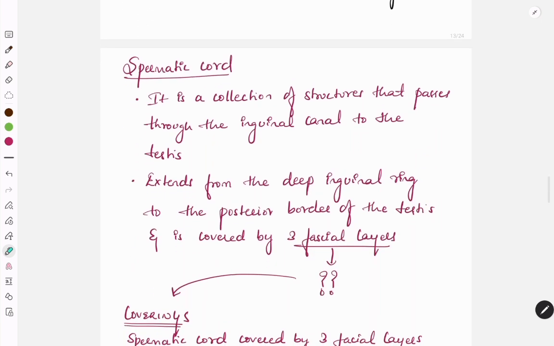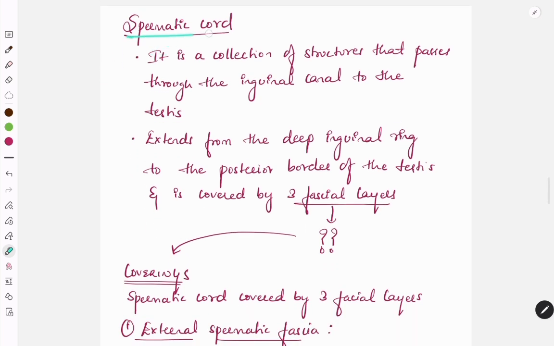So now let us look into what is spermatic cord. This itself can be a 5-mark question, so this is also very important. We will look into what are the coverings of the spermatic cord, and then we will look into what are the contents of the spermatic cord. The contents of spermatic cord also come under the contents of inguinal canal. So first, what is spermatic cord?